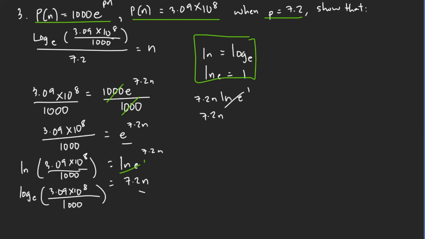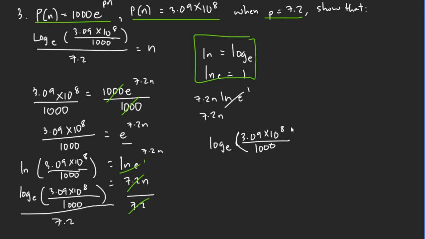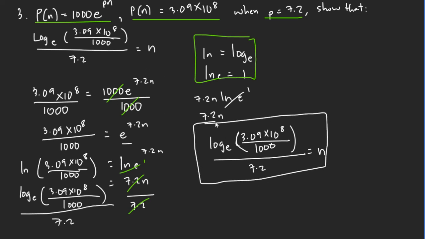And since we have a coefficient 7.2, what we do here is to divide both sides by 7.2, to cancel out, or to eliminate, 7.2 on the right. So, that's dividing 7.2 both sides of the equation. So, we can cancel out now 7.2 on the right, and we're left with n. Now, we have log of e times 3.09 times 10 raised to 8 over 1000 over 7.2 is equal to n. So, you just prove the given logarithmic expression.